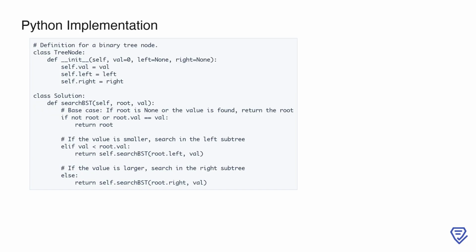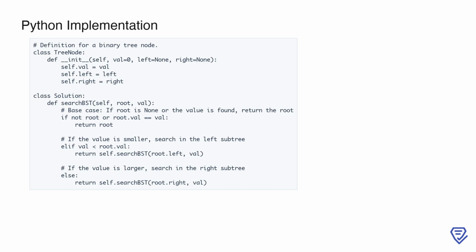This solution implements a recursive approach to search a value in a binary search tree, BST. The TreeNode class defines the structure of a node in the tree, while the searchBST function performs the search. The algorithm leverages the BST property where all values in the left subtree are smaller than the root, and all values in the right subtree are larger.